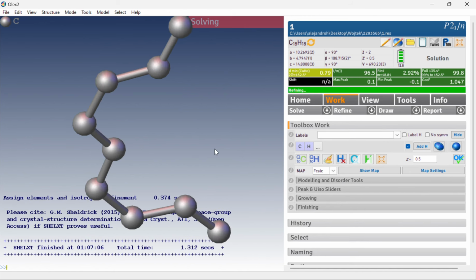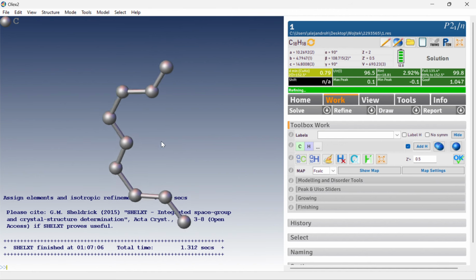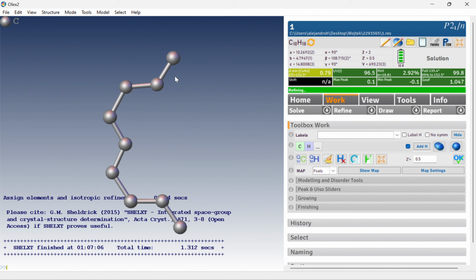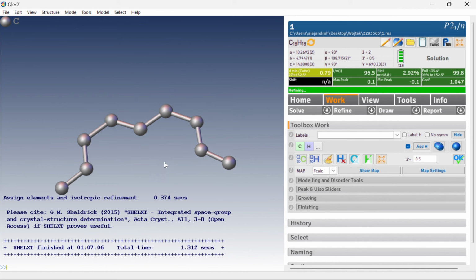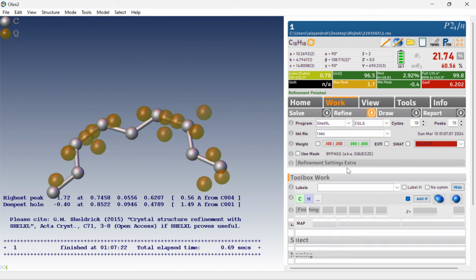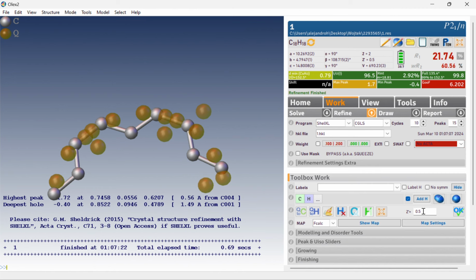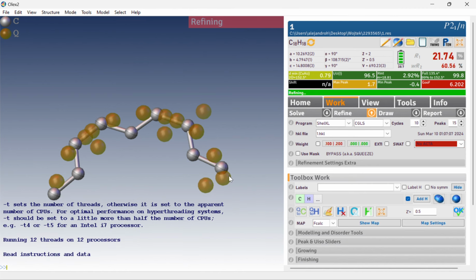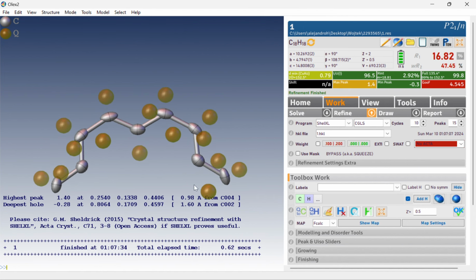Solve. Okay, so 18-annulene, that looks like half of the 18-annulene. We have 9 atoms, right? Let's refine. Okay, we refined. Well, let's do it now anisotropically. It doesn't look too bad, it actually looks nice.